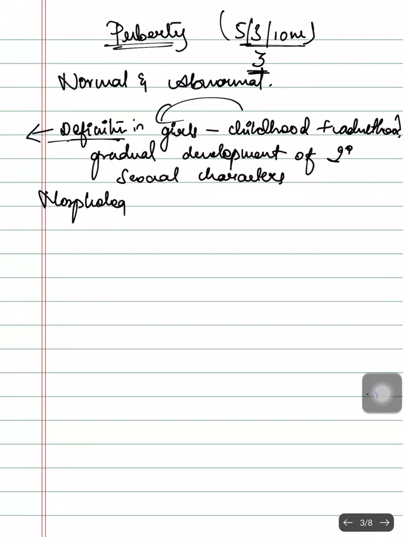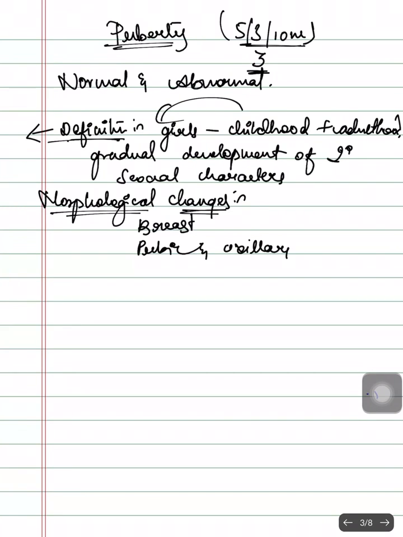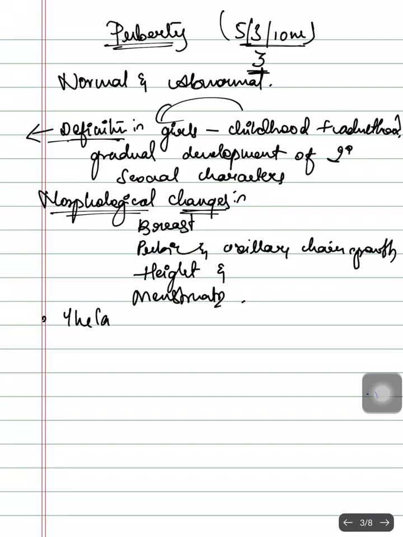So let's check the morphological changes that happen once they attain puberty. Firstly, there are breast changes, and secondly we will see pubic and axillary hair growth. Thirdly we will see growth in height, and finally there will be menstruation. These are the 5 changes we commonly see when they attain puberty: breast changes, pubic hair growth, axillary hair growth, height and menstruation.